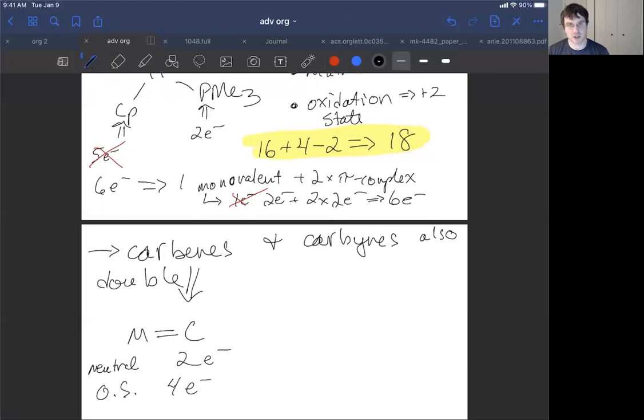It's kind of like having 2 monovalent interactions, and so we have to double both of them. Similarly, a carbyne, where the metal is triple bonded to a carbon, goes from neutral, where it's 3 electrons, you push each over to make a -3 charge on the carbon, and so we call it kind of 3 monovalent interactions. That becomes 6 electrons in the oxidation state method.